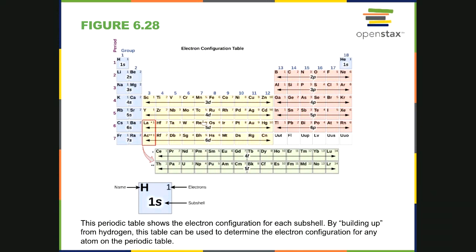And then look what happens when we hit row 6. We have 6s. There's a little gap here. So after you hit this spot, the next element starts down here. This is the f orbitals. So that's 4f. Once we reach the end of the 4f, we continue back up here, 5d, and then 6p. And then we go to row 7, 7s, 5f, 6d, and this is labeled, it should be 7p. Okay, so the periodic table also follows the orbital filling rules.